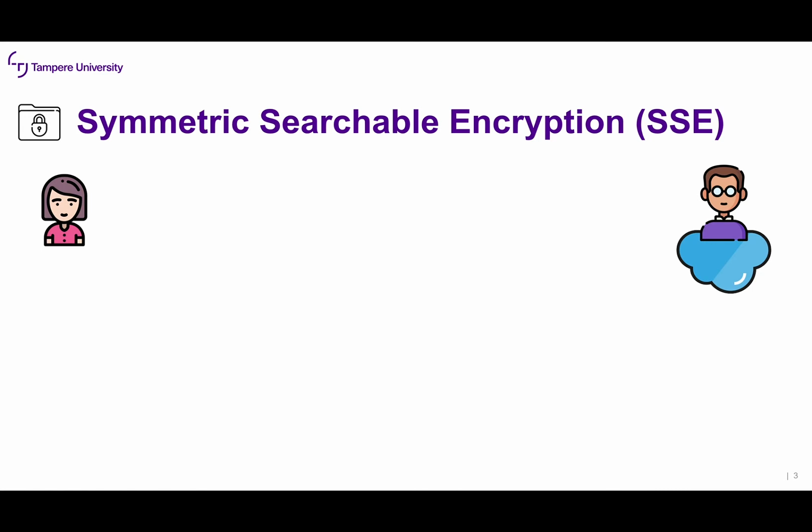So let's start with symmetric searchable encryption and see how it works and what it is basically, and how we can use it in the cloud to store our data securely and do certain operations on the encrypted data. So again, we've got Alice and Bob. Imagine that now Bob is basically the CSP, the cloud service provider.